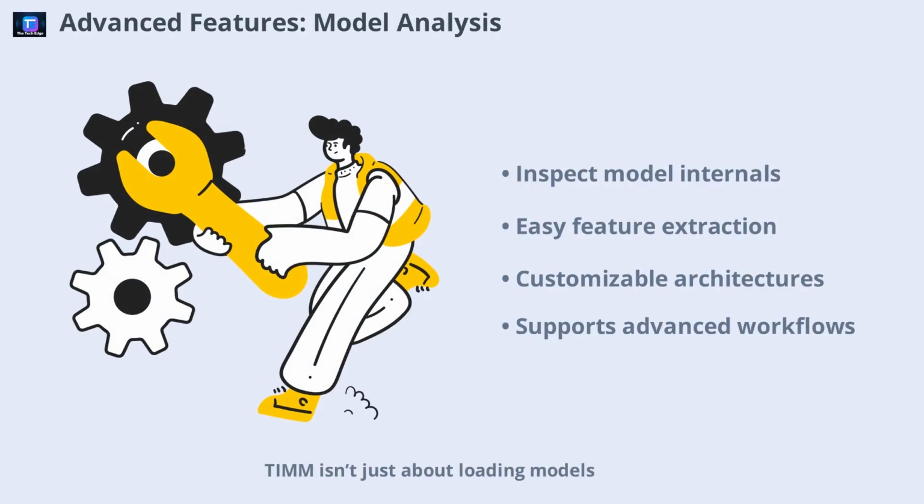TIMM isn't just about loading models. It offers powerful tools for analyzing architectures, extracting features, and customizing networks. You can inspect model internals, count parameters, and even modify classifier heads with ease. Feature extraction is straightforward, making it perfect for custom classifiers, visualization, or ensemble methods. TIMM's flexibility means you can adapt any model to your specific needs without wrestling with low-level details.